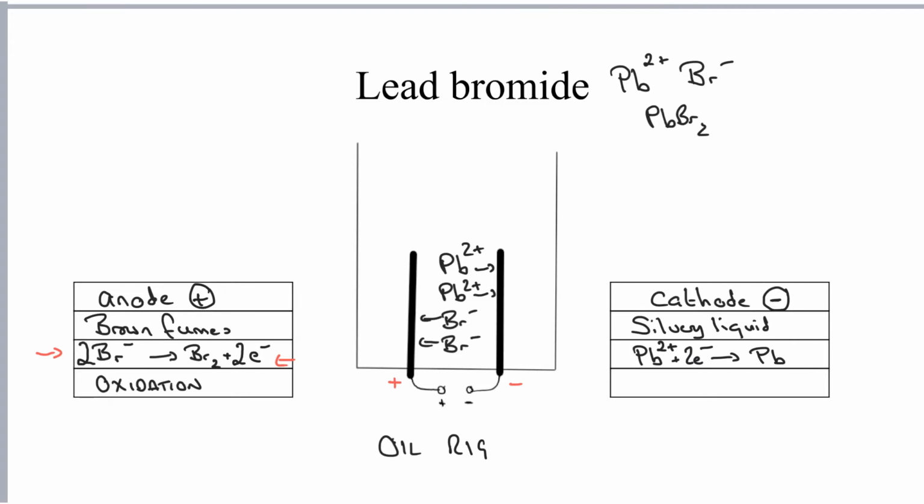If we have a look at the cathode at the right hand side, lead ions have gained electrons, therefore they've been reduced. And reduction always occurs at the cathode. Okay, so that's lead bromide for you.